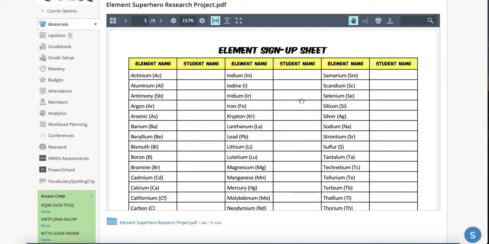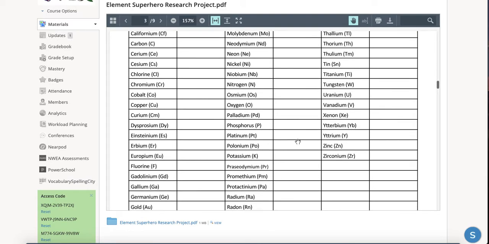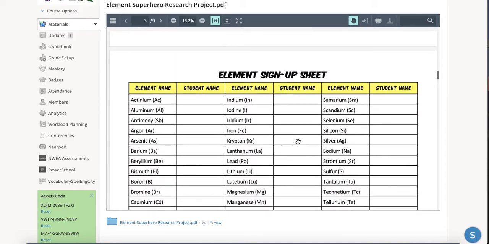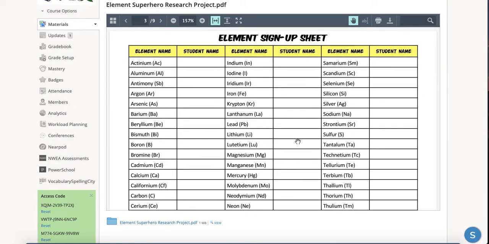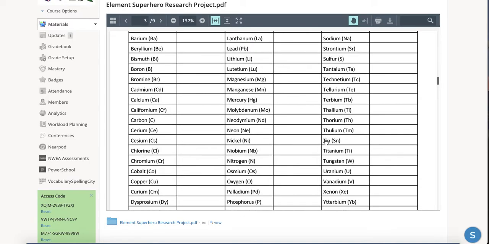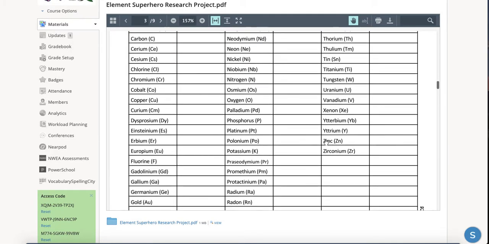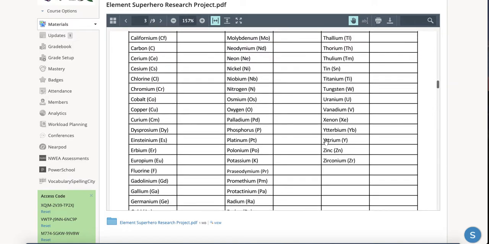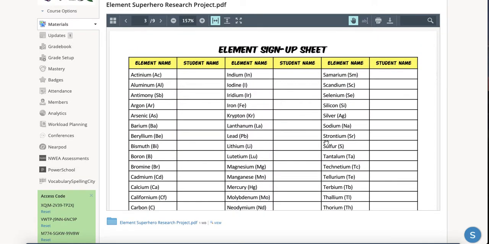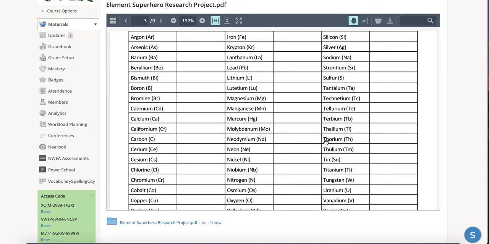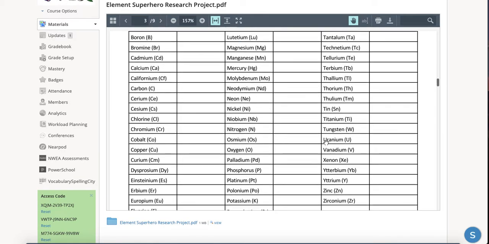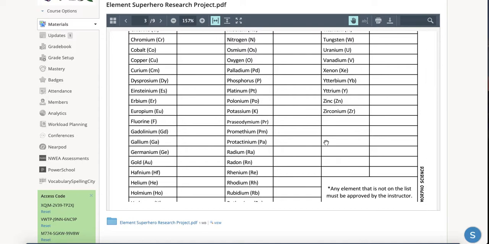So this has all the elements and then student names. And I'm going to allow one of these per class period. So in other words, not for the entire 7th grade. So there may be 4 people who are working on iron or silver or whatever. Okay. There's some really cool elements in here. I hope you guys don't pick ones that are super, super simple. Of course you can, it would be fine, whatever. But some fun elements I'd love for you guys to get to know.